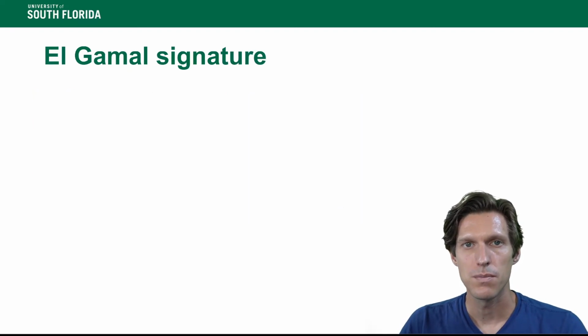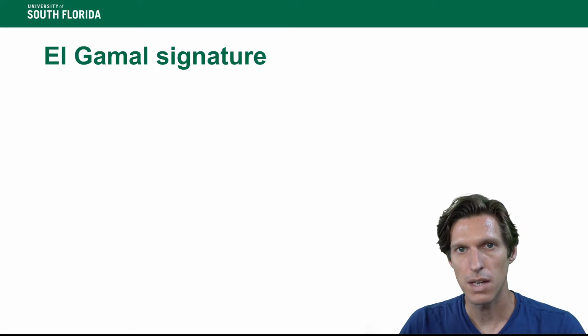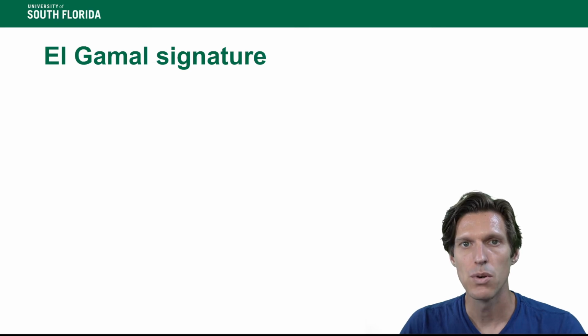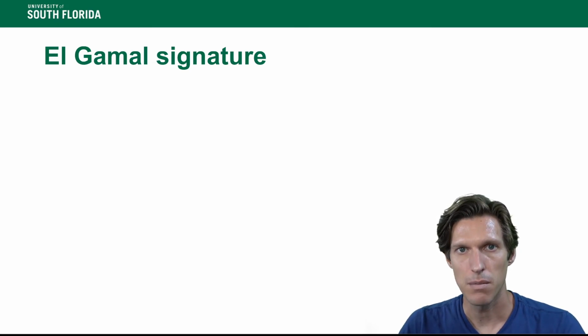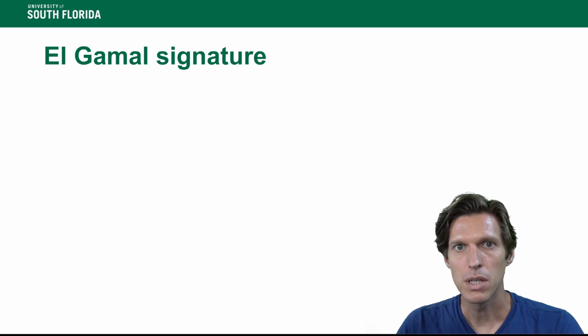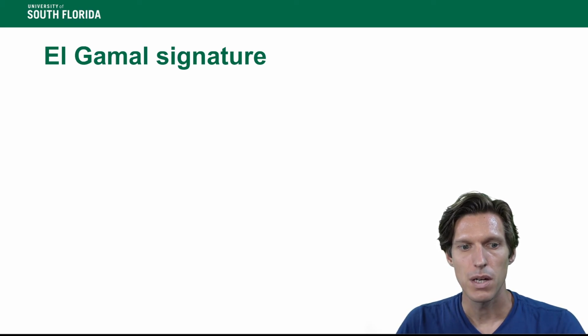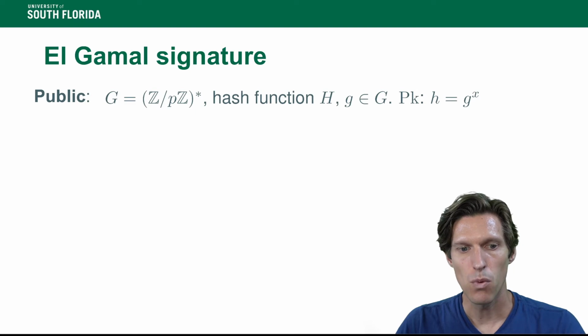So we've seen how signing with RSA is possible, but we can also sign using El-Gamal. In particular, those El-Gamal signatures, for example, can be used in the context of signatures with elliptic curves. So these are very standard. How does El-Gamal signature work?